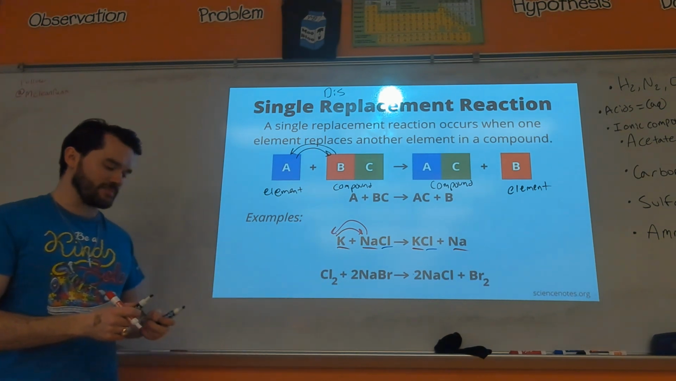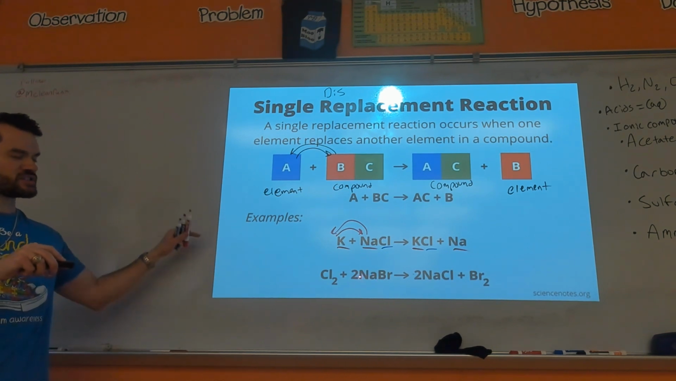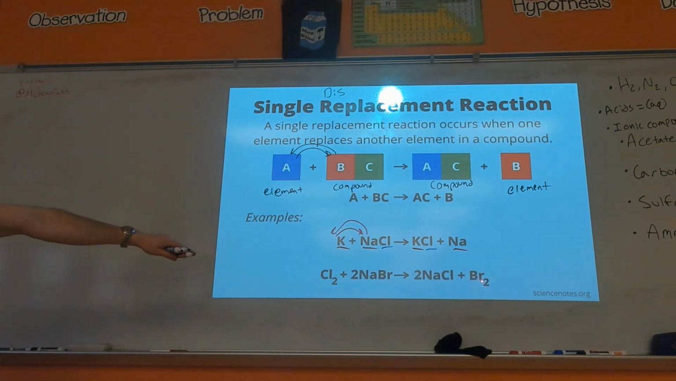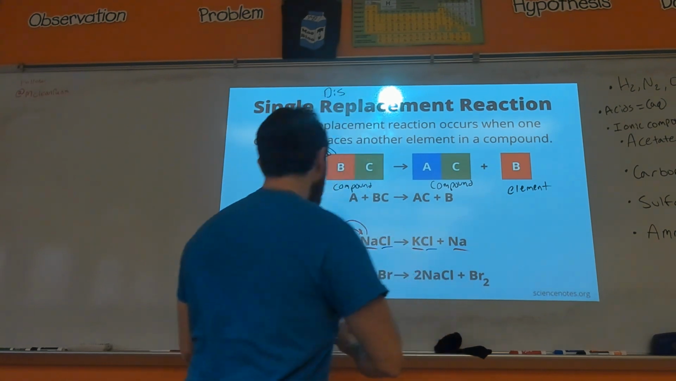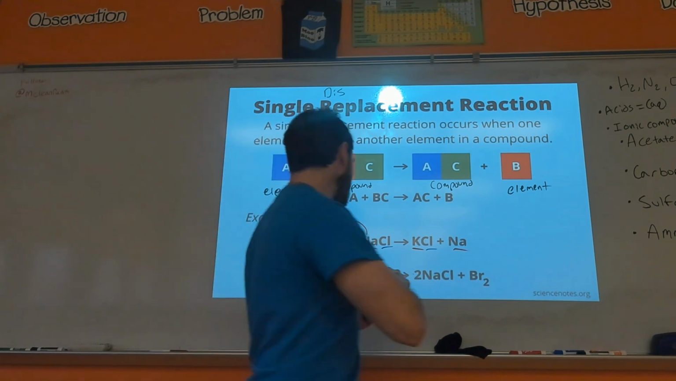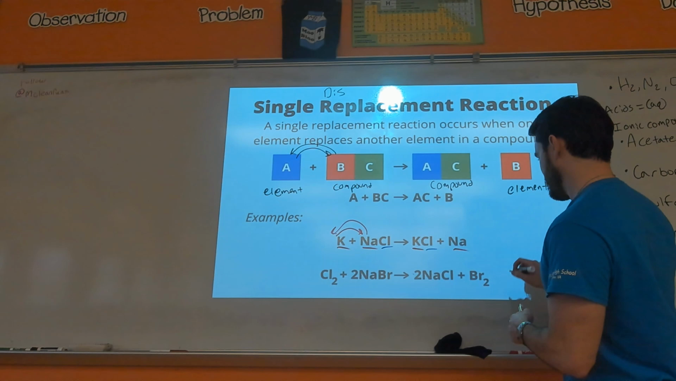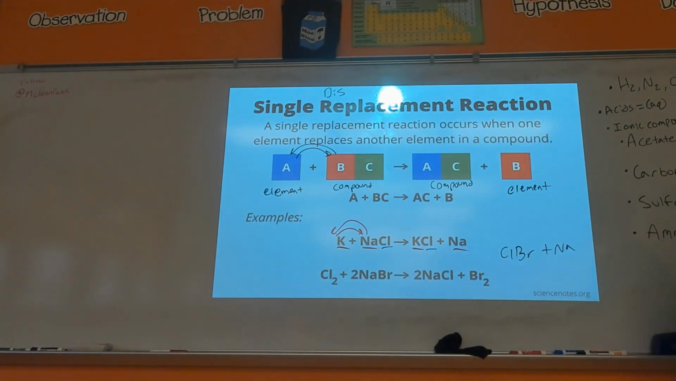So let's look at the second example. Here you have chlorine plus sodium bromide makes sodium chloride plus bromine gas. Now, same question. Here they're showing that the Cl and the Br are swapping positions. Well, why can't Cl and Na swap positions? Why couldn't it be ClBr plus Na? And it's really important you understand that, like why it couldn't be that. Thoughts?